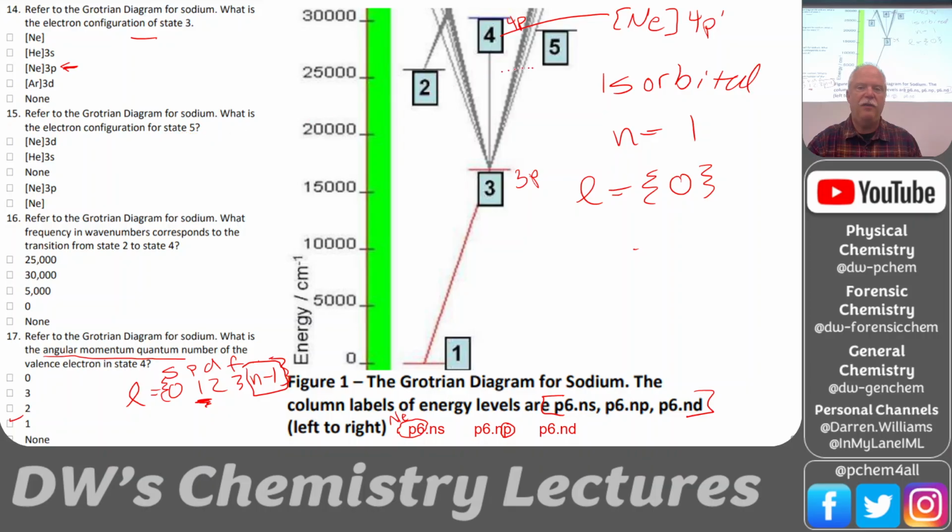For state 5, we're over here now, we're in the d's. So it can't be this one, can't be that one, can't be that one. This is the only one, 3d. That's the first available d shell, and this is the lowest energy one in the d column. Okay.